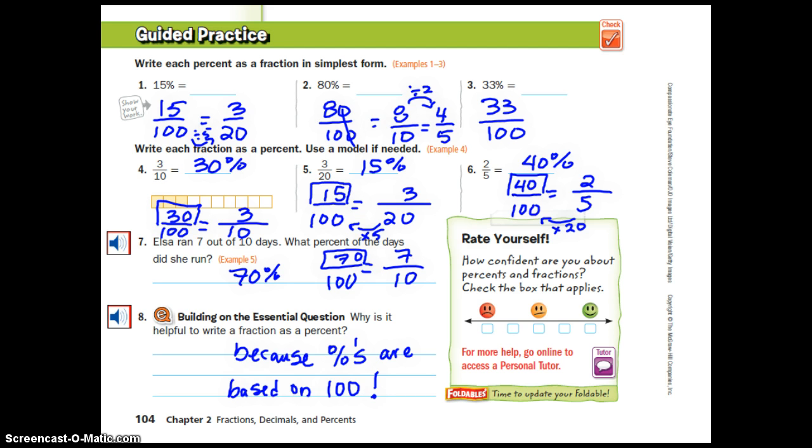Why is it easier to understand fractions as percents? Because it's based on 100. When you think about a pie chart, it's easy to understand what it looks like. So we know that 75% is 3/4 of a pie, most of the pie. Again, it's easier to understand.